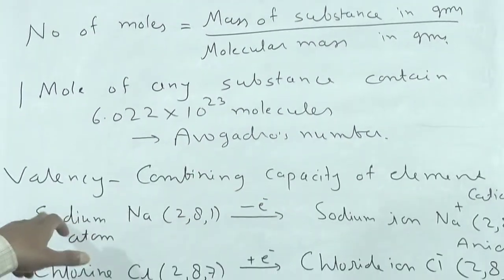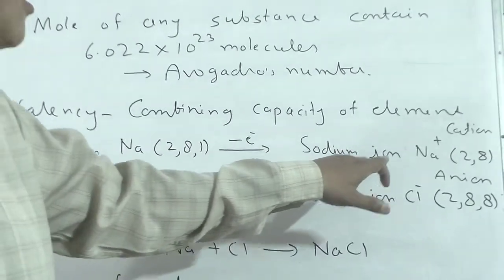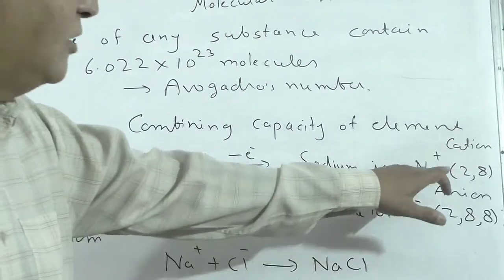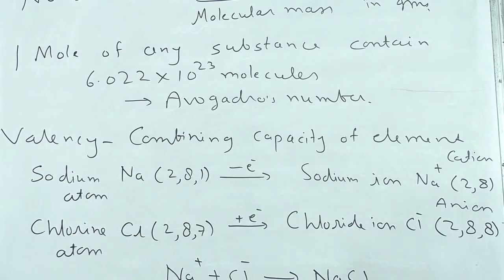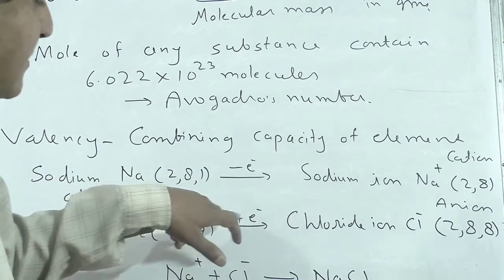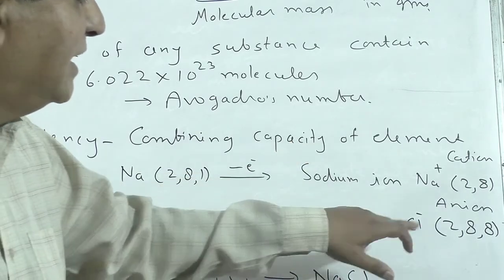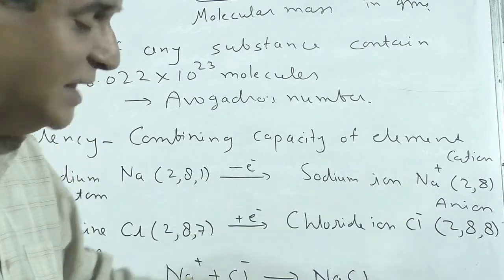Combining our sodium atom, Na 2,8,1. After losing an electron, it forms the sodium ion Na+ 2,8, octet complete. Chlorine atom 2,8,7 is its electronic configuration, Cl. So it gains that electron. So the chloride ion is Cl- 2,8,8, octet complete. But this is Cl- and this is Na+.